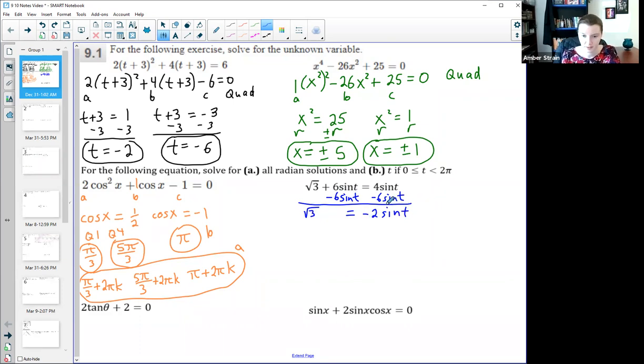Writing's a little sloppy there, so that is sine of t. Now remember, I'm treating it like a variable. This is -2 times the variable. So remember, to undo a times, I divide. So I divide both sides by that -2. And sure enough, that looks like something familiar on our unit circle. So basically, I'm looking for the unit circle solution of -√3/2, looking specifically for the sines.